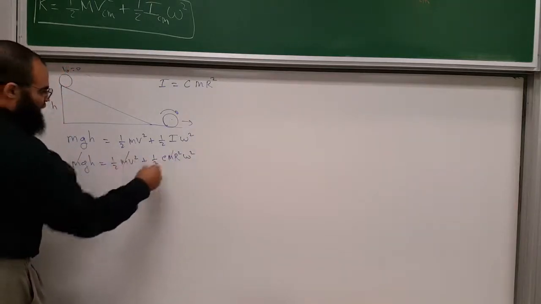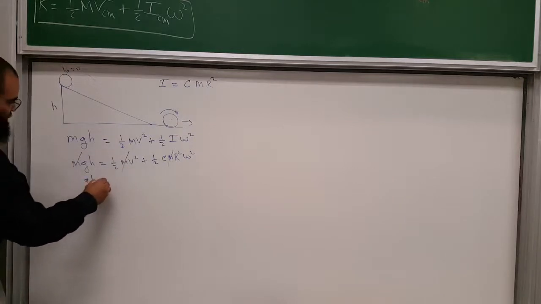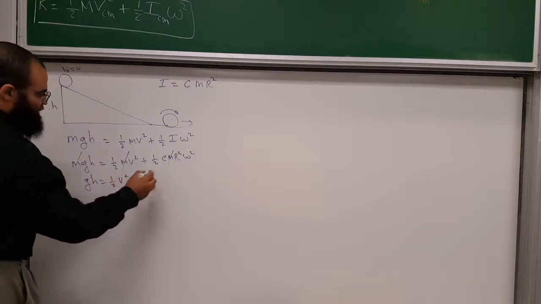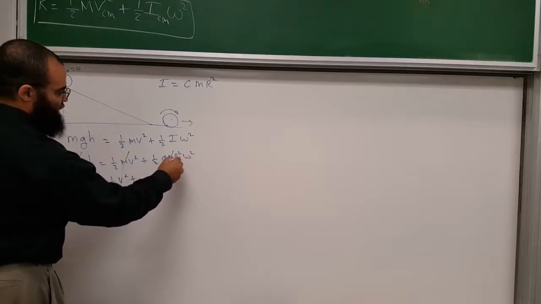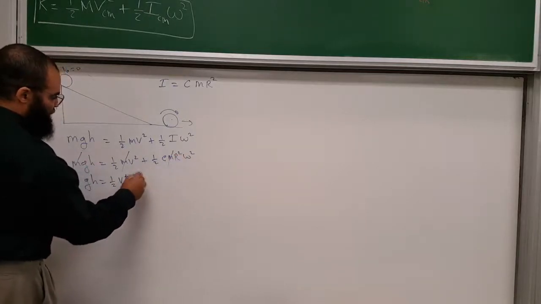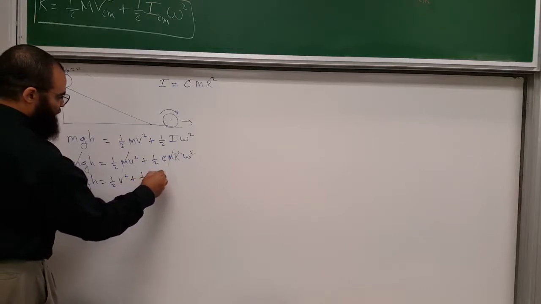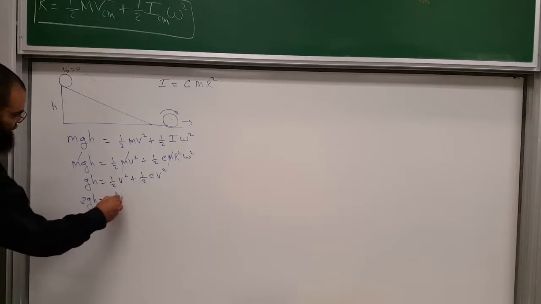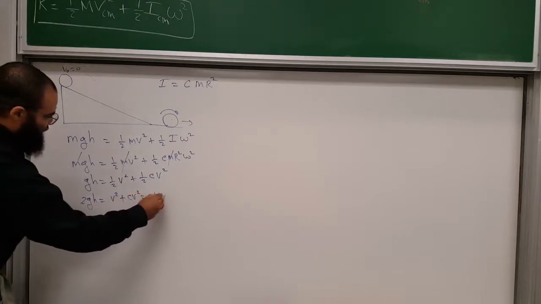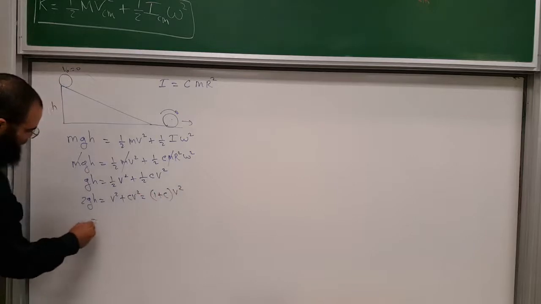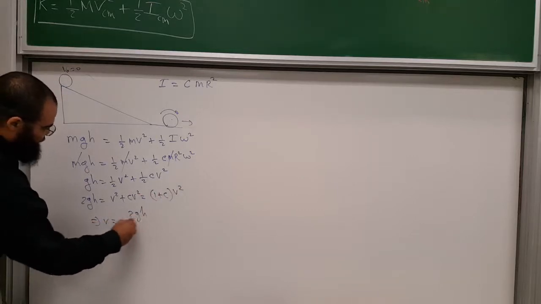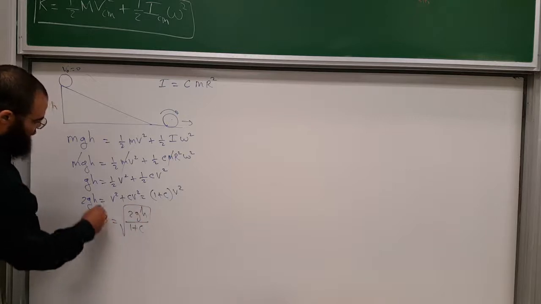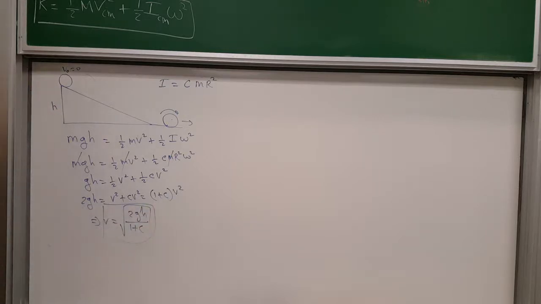Notice the mass simply cancels from everywhere, so we get gh equals 1/2 of v squared plus, now, r omega is v, so r squared omega squared is v squared, so this is 1/2 c v squared. And you can multiply both sides by 2, so you get 2gh equals v squared plus c v squared, which is 1 plus the constant times v squared, and therefore v will equal the square root of 2gh divided by 1 plus c. That's how you would deal with these problems. I did it quick, but we might do one in the homework.